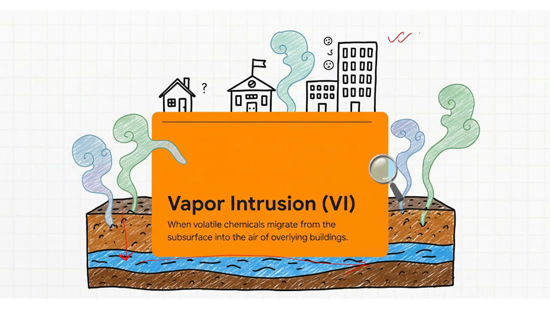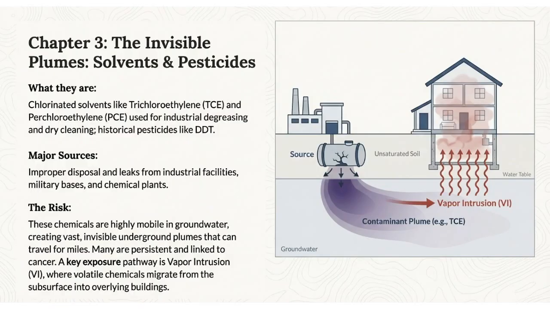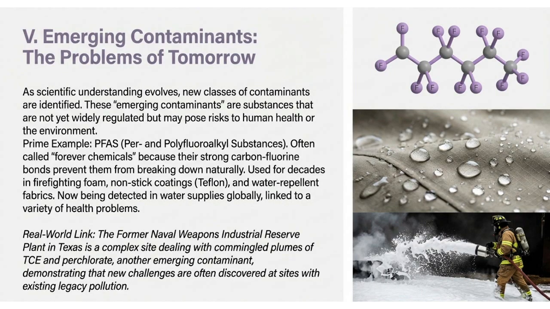So that is undesirable in nature. Okay, so the invisible plumes, the solvents and the pesticides, may gain entry into our homes even though they are located far off from the industrial sites. So again, there is a risk over there.